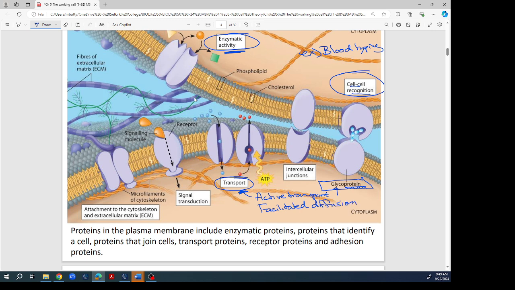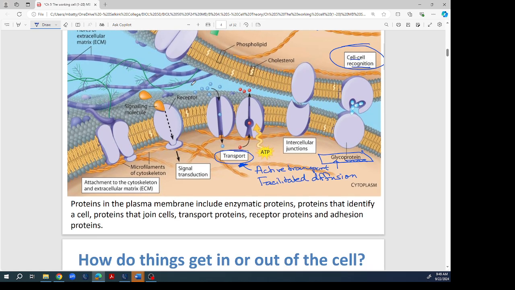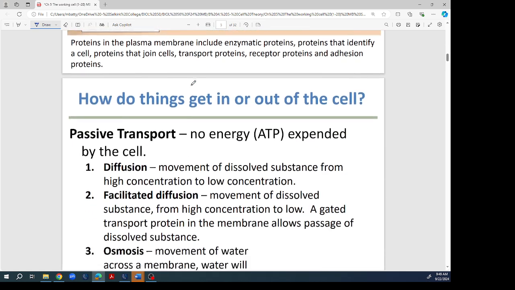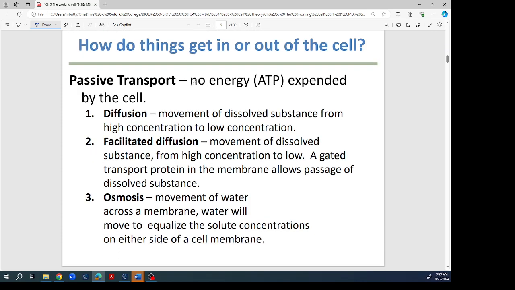You may have noticed those from the pre-reading, so I'm just linking them in there now, but that's really the next topic that we're going to discuss. So how things get in or out of the cell, the first processes that we're going to talk about are passive transport. That means that they don't use energy. Throughout this lesson, we'll be able to use those two words somewhat interchangeably.